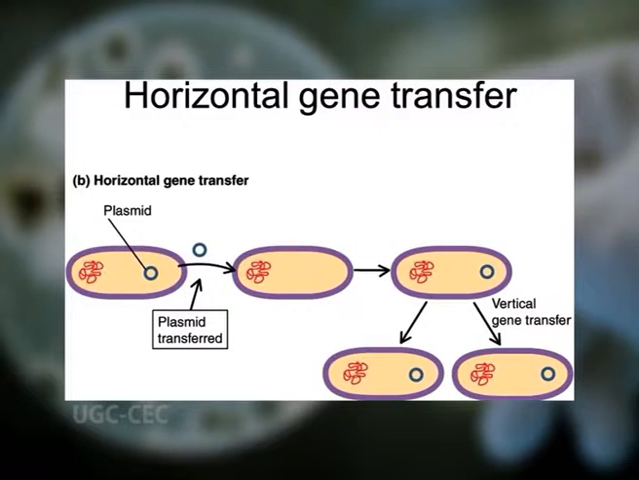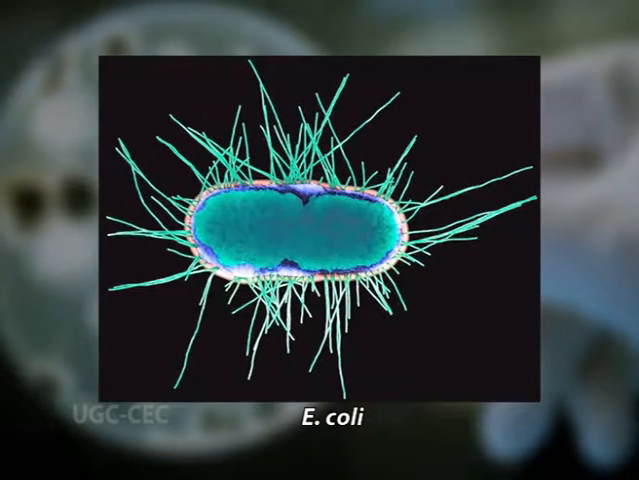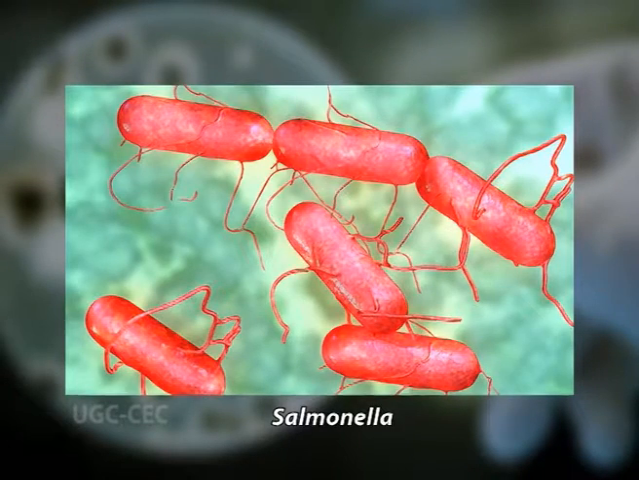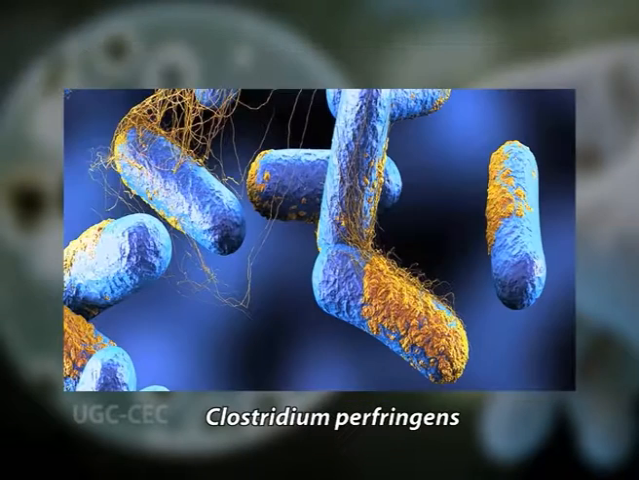Horizontal gene transfer is common among bacteria, even among very distantly related ones. This process is thought to be a significant cause of increased drug resistance when one bacterial cell acquires resistance and the resistance genes are transferred to other species. Horizontally transferred genetic elements play important roles in the virulence of E. coli, Salmonella, Streptococcus, and Clostridium perfringens.